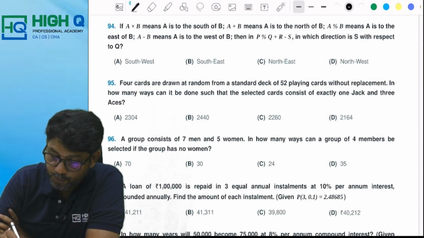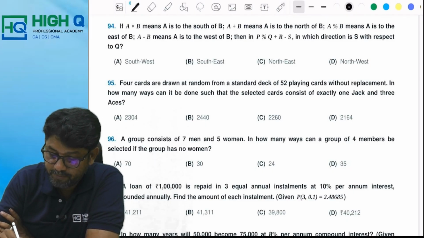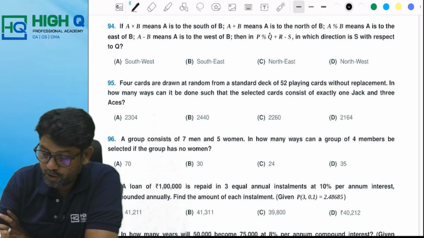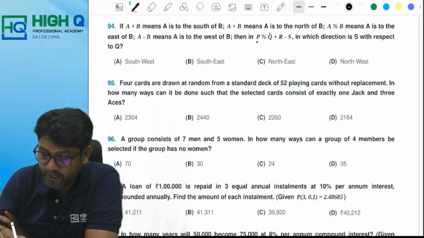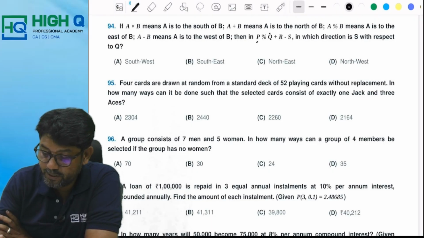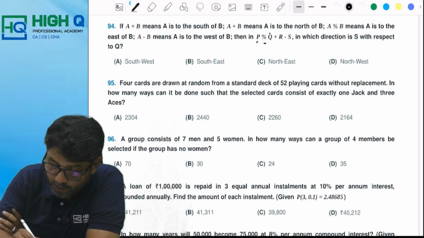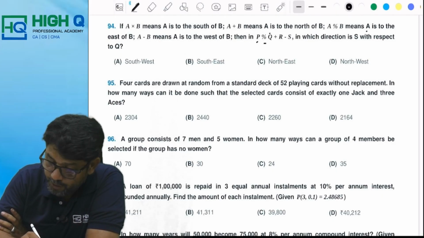Now, A cross B means A is the south of B. Wow, this is a coded puzzle with direction. A cross B means A is the south of B. A plus B means A is to the north of B. A percentage B means A is to the east of B. A minus B means A is to the west of B. Then P percentage Q plus R minus S, in which direction? So P percentage Q. What is percentage?